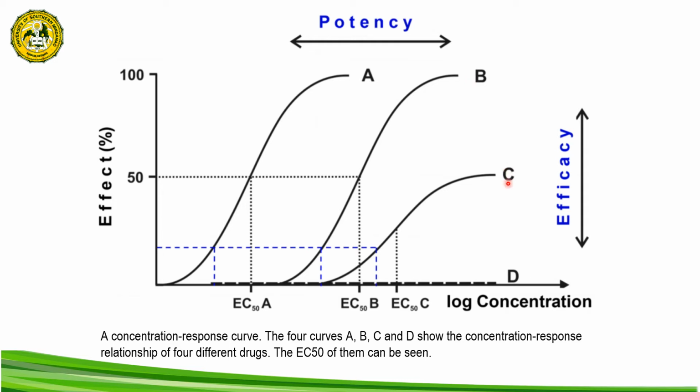Drug C, no matter how we increase the dose of this particular drug, was not able to achieve maximum effect, so this is considered to be a partial agonist. They have a positive efficacy, meaning that they are all agonists. Drug D is considered to be an antagonist because it has no efficacy, and no matter how we increase the dose, there is no efficacy observed.